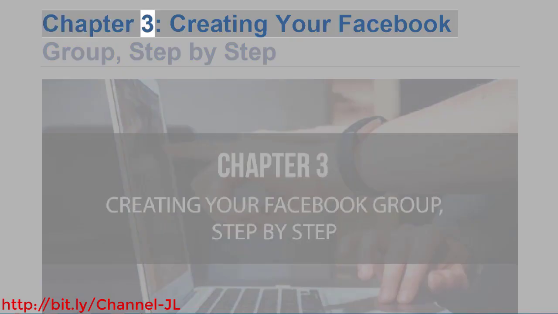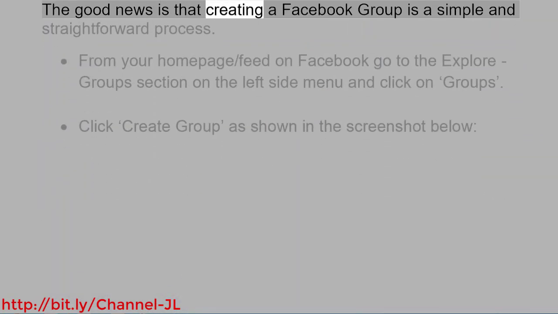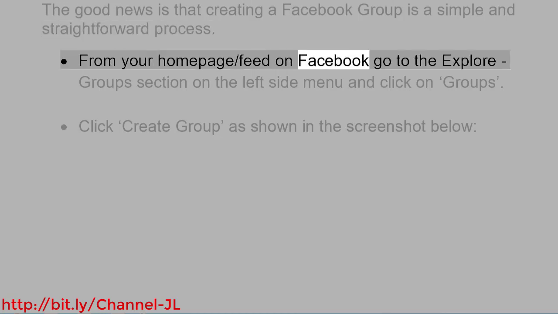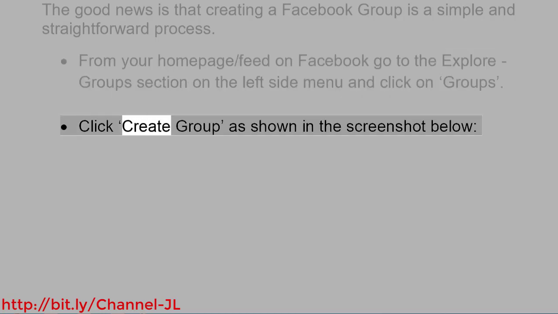Chapter 3, Creating Your Facebook Group, Step by Step. The good news is that creating a Facebook group is a simple and straightforward process. From your homepage/feed on Facebook, go to the Explore, Groups section on the left side menu and click on Groups. Click Create Group as shown in the screenshot below.